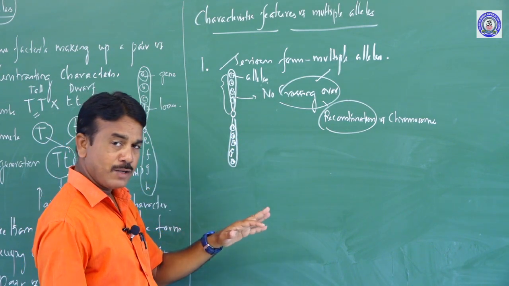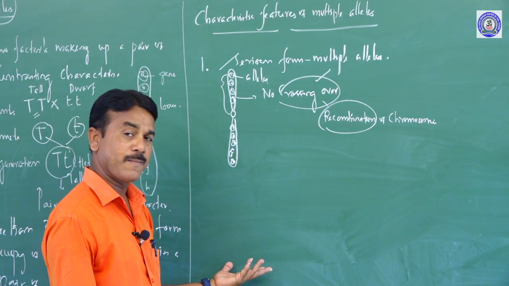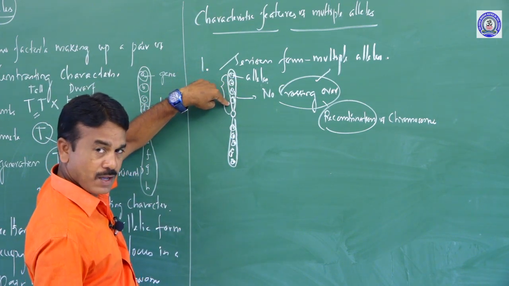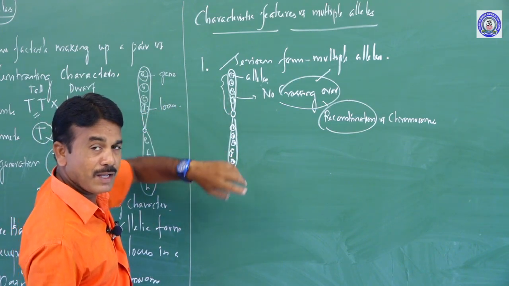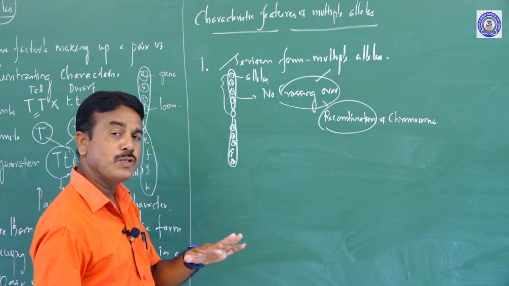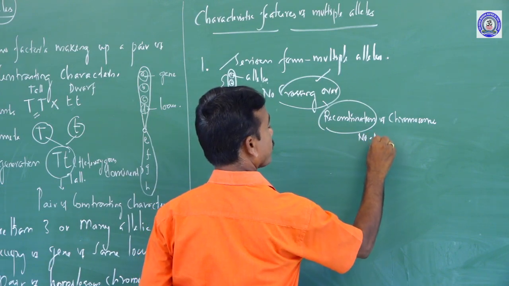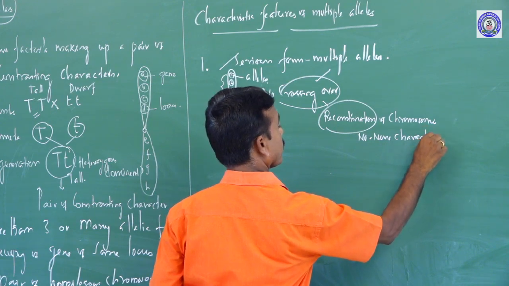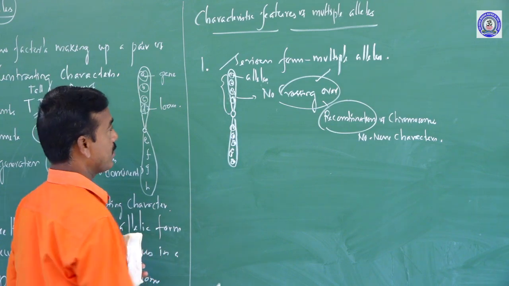So if there is no crossing over, there is no recombination, and if there is no recombination, there is no evolution. So if genes or multiple alleles occur as a series, crossing over between them is not possible, so no new character is produced. That is the first characteristic feature of multiple alleles.